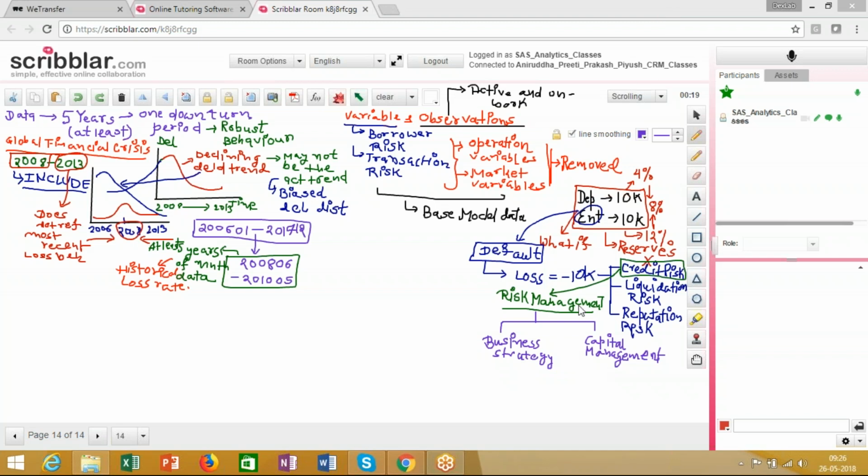So the question that comes up over here is why would I need a capital management strategy, even though I have a business management strategy? So let's take a look into this. Let's take this example, right? An entrepreneur comes up and asks for a loan of 10,000, 10K.